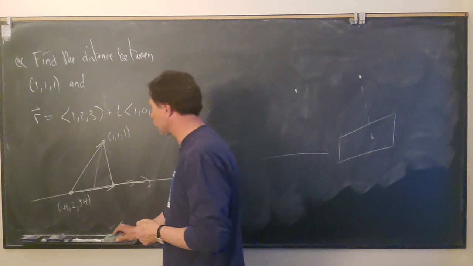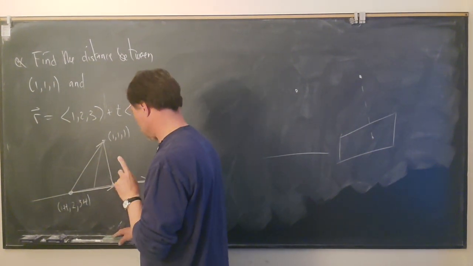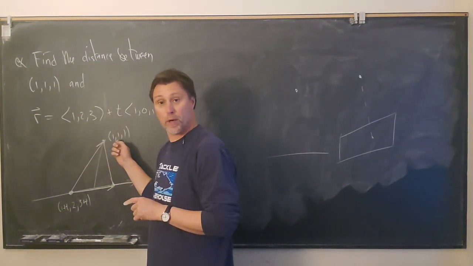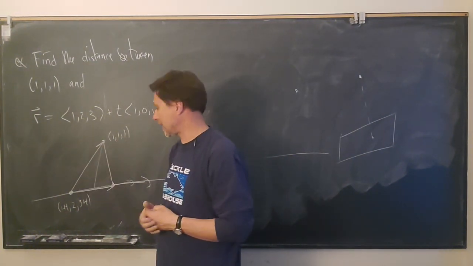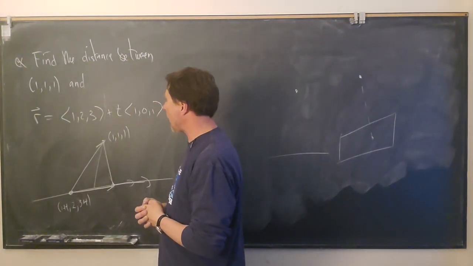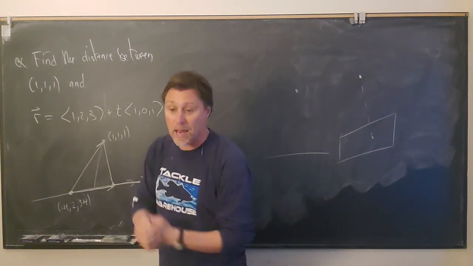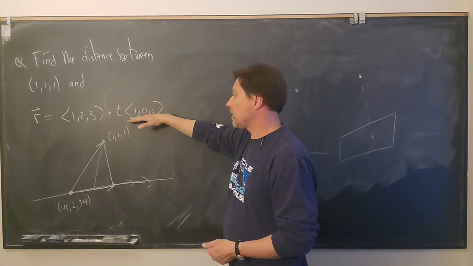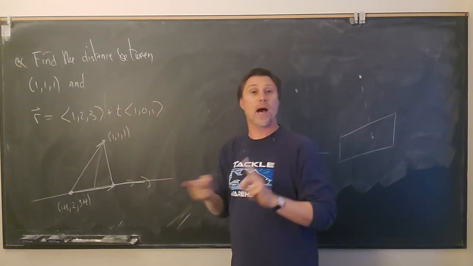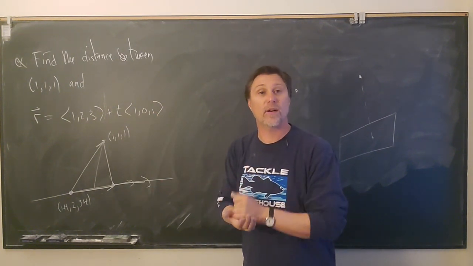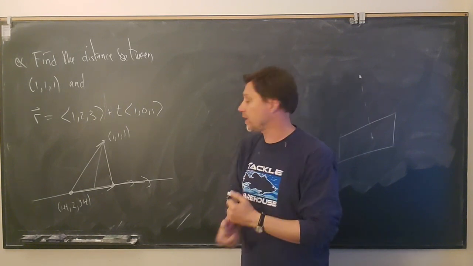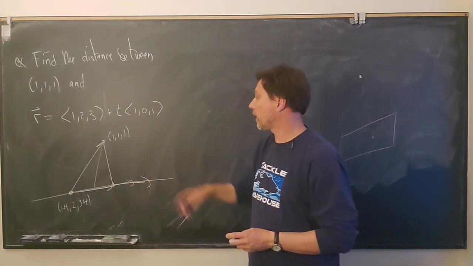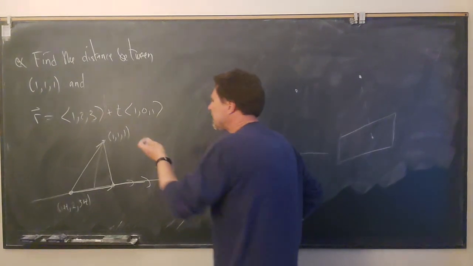So I want to create a vector that goes from a point on the line to that point right there, and we'll just do a head minus tail subtraction. Then compute the dot product between that vector and our direction vector, (1, 0, 1). When we get a dot product equal to 0, that will identify the t that gives us orthogonality. That will tell us the t for the point that lives on that line.